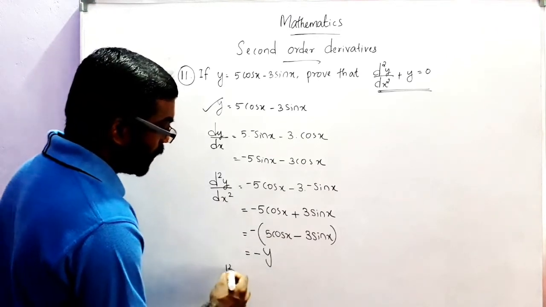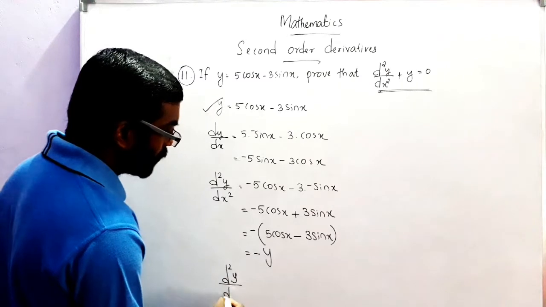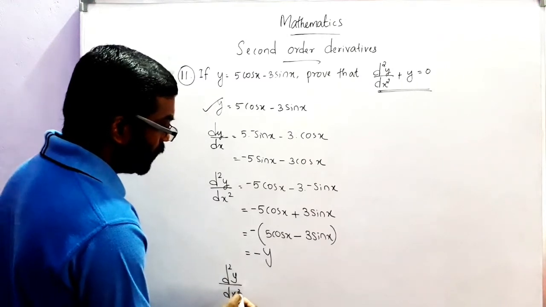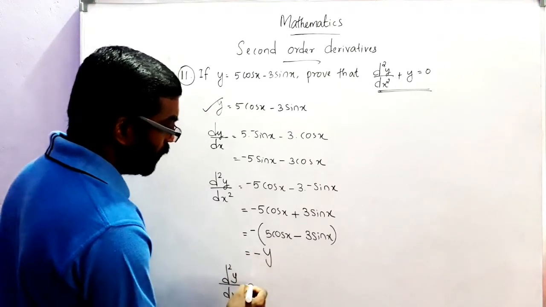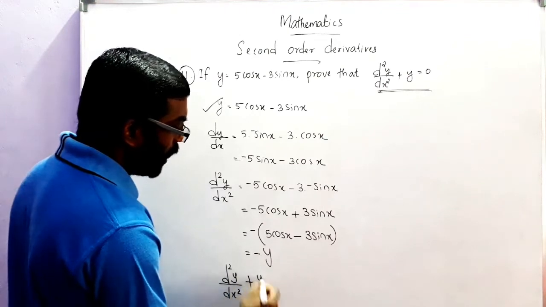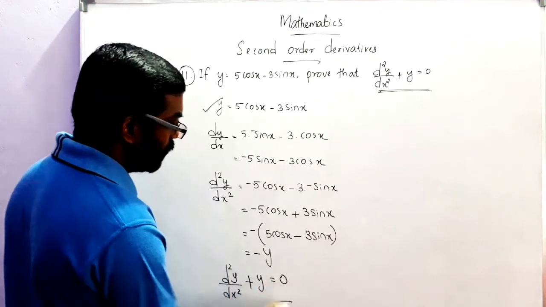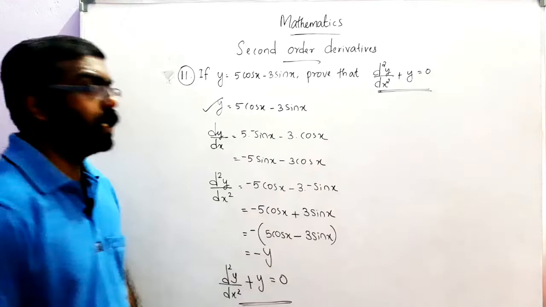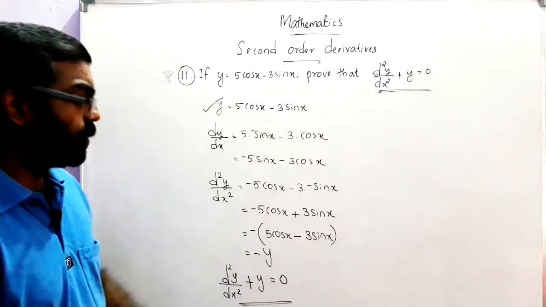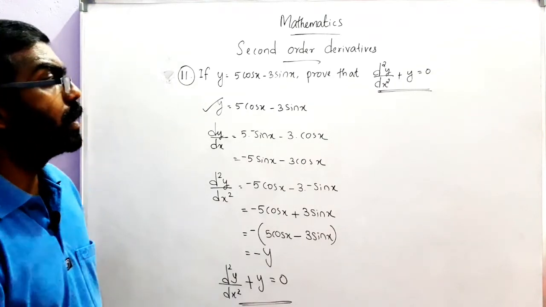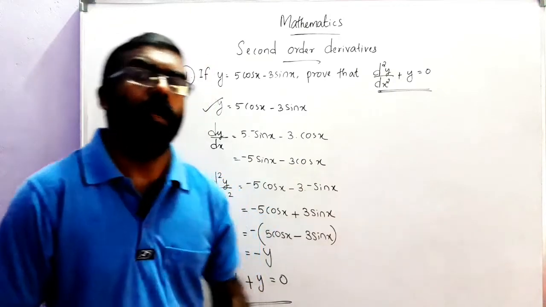So we can replace this one by y. That we can rewrite as d square y by dx square. This minus we can take to left side. It becomes plus y is equal to 0. So d square y by dx square plus y is equal to 0. That we want to prove. Okay, understood?